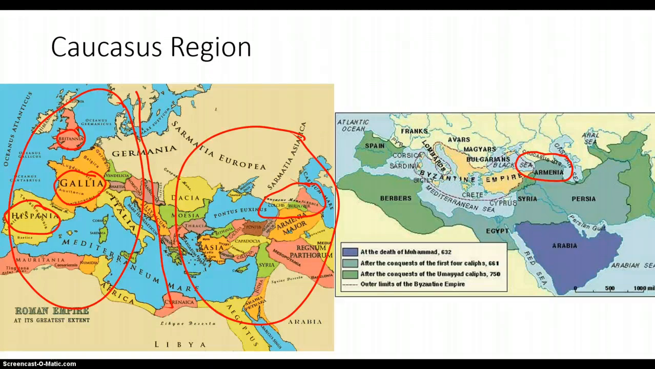And the Arab armies brought their dominant cultural characteristic to this region as well. That characteristic is the religion of Islam. So we have several religions existing in this region at the same time. We have Orthodox Christianity and we have Islam.